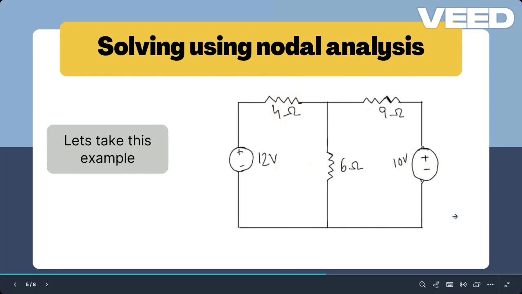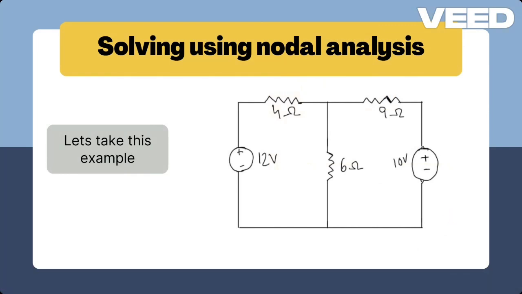So now let's solve an example of this simple circuit using nodal analysis. In this circuit we have three resistors: 4 ohms, 9 ohms and 6 ohms, and we have two DC power supplies, 12 volts and 10 volts. So now let's see how we start.